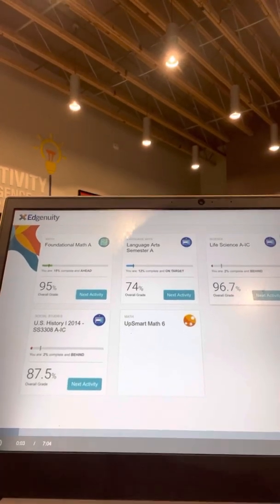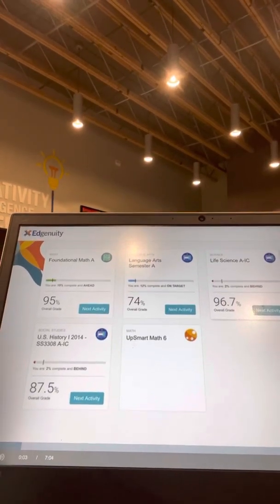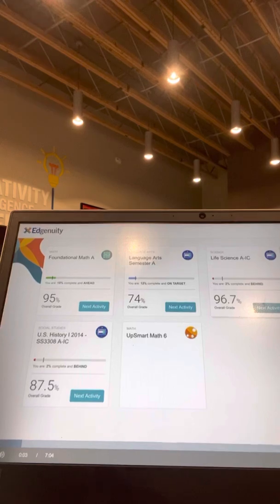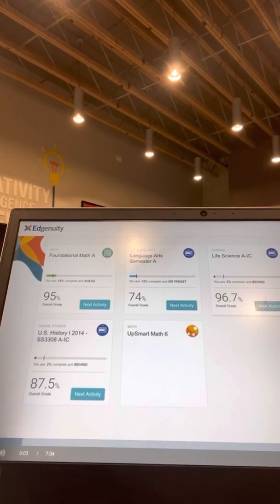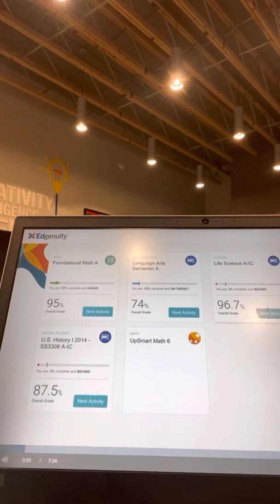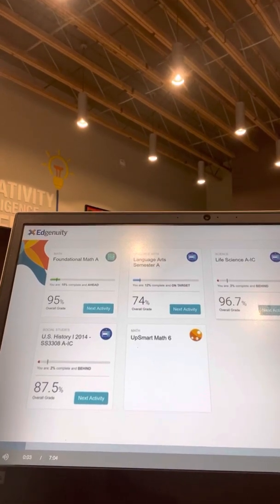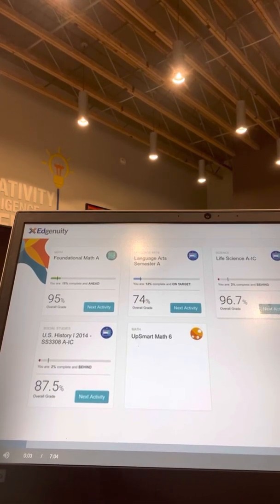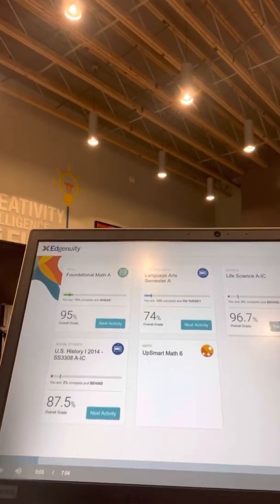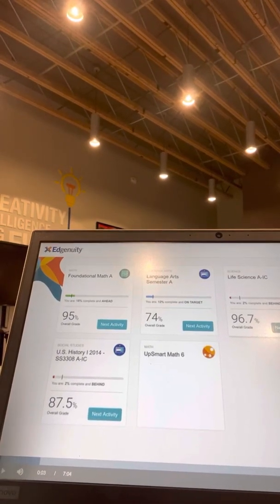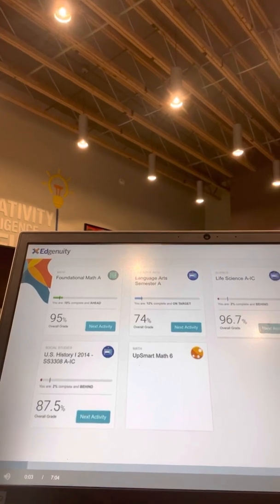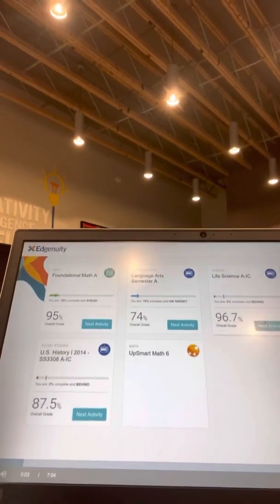They have all their core classes. They should have science, math, English, and social studies classes, plus their enrichment classes, which is going to be either foundational, basic, or advanced math, and foundational, basic, or advanced English, or ELI. I think it's actually reading.